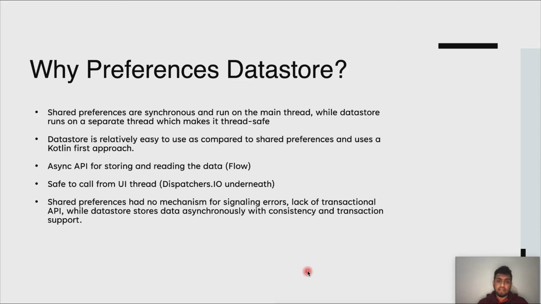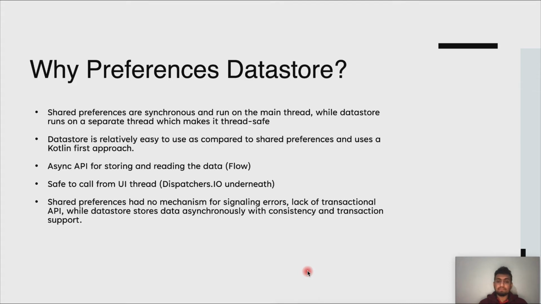The second thing is that data store is completely Kotlin first, which means that when you are storing data or reading data, you can read the data and store the data using Kotlin objects, and you won't be getting JSON strings from data store like shared preferences. The third thing is that it uses the async API of flow, which means that all the operations will be running on Dispatchers.IO, so you don't have to worry about all the ANRs and stuff like that.